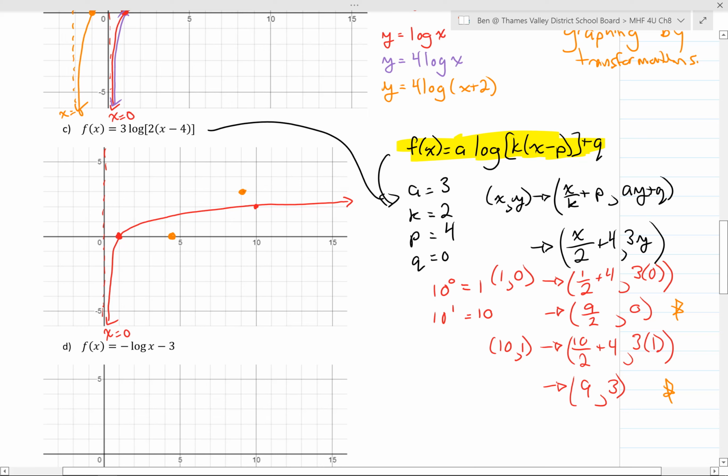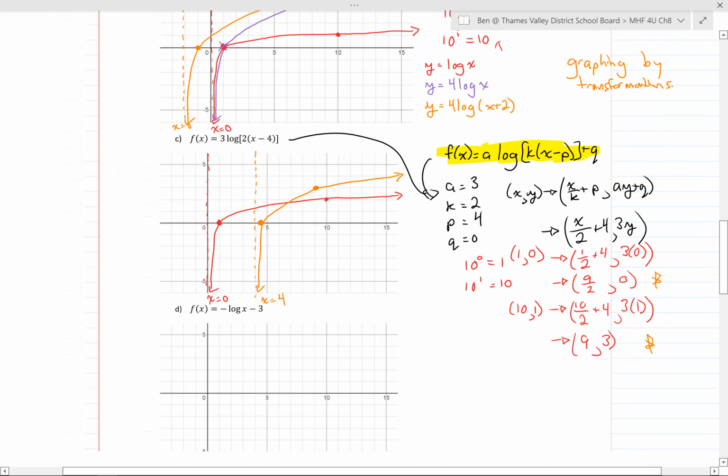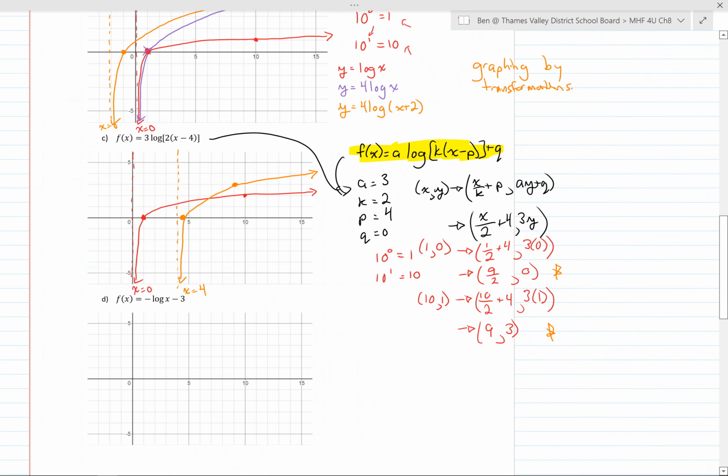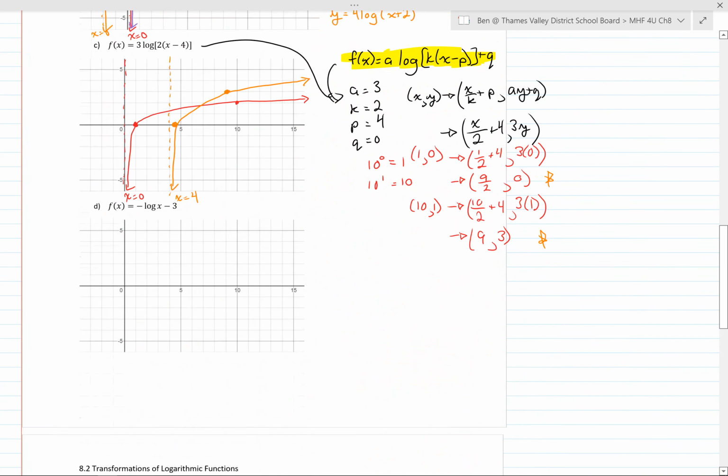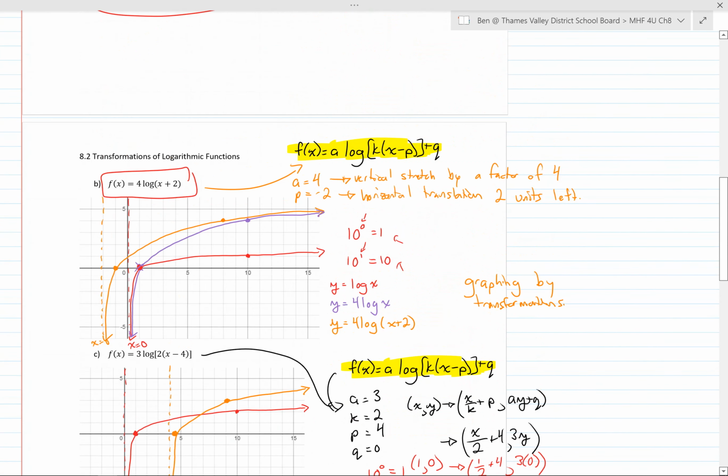We're working with the point (9 over 2, 0). Okay, so that's 9 over 2, that's (4.5, 0) right here. And I'm working with the point (9, 3). I can see that the horizontal translation here that I'm working with was 4 units to the right, and that means that I can expect my new vertical asymptote to be 4 units to the right. That is now at x equals 4, and my graph comes together like so. So at this point, you should be able to handle the rest of this note on your own. Try graphs D and E on your own, and then get into the homework.